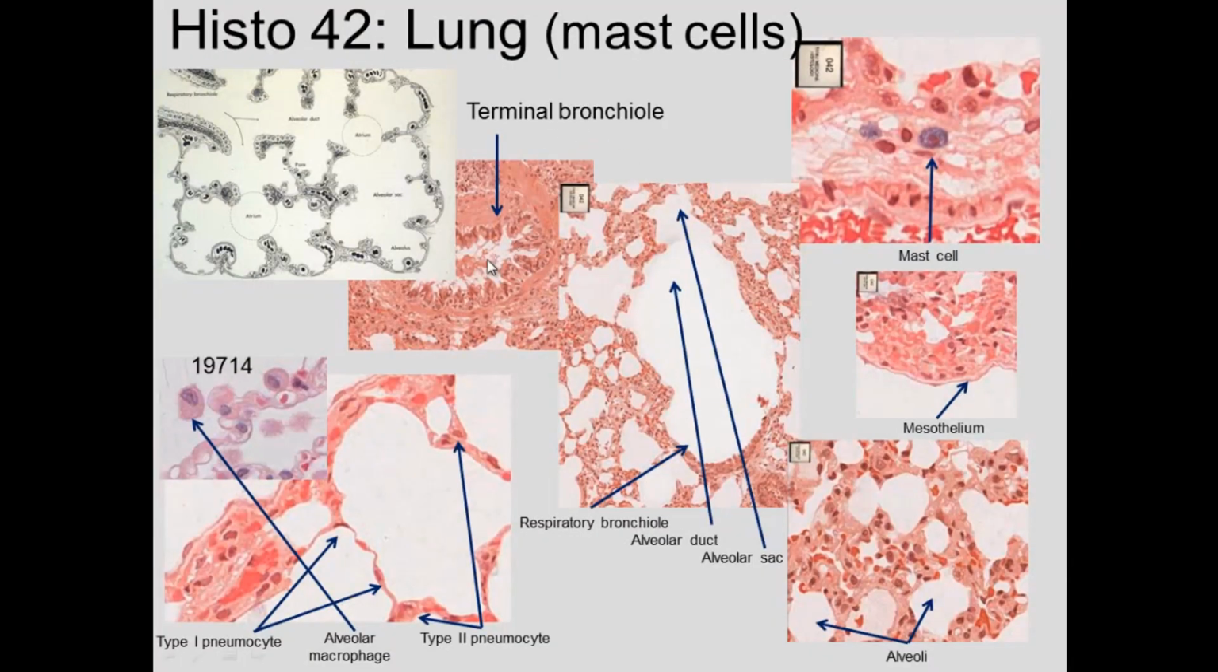You see a terminal bronchiole here. We can see again the type 1 pneumocyte, the flattened cell, the type 2 pneumocyte, which produces surfactant, as opposed to the macrophages, the cells that are free in through there. This is a respiratory bronchiole, alveolar duct, alveolar sac in through there, and then this would be an alveoli that we see in through there. And again, we see mesothelium lining it.